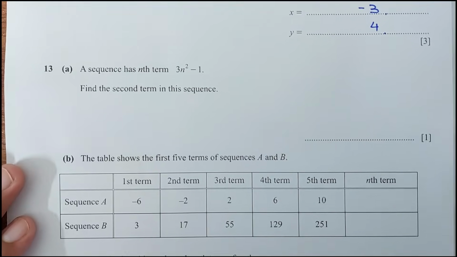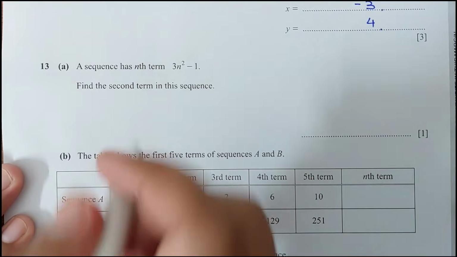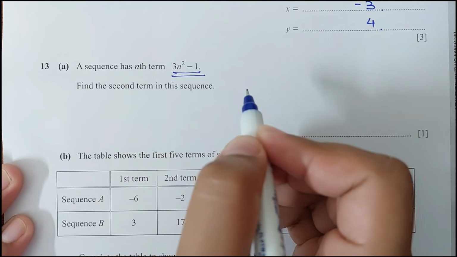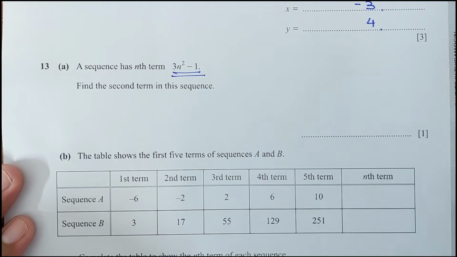All right. Question number 13, part A. A sequence has nth term 3n squared minus 1. Find the second term of this sequence.